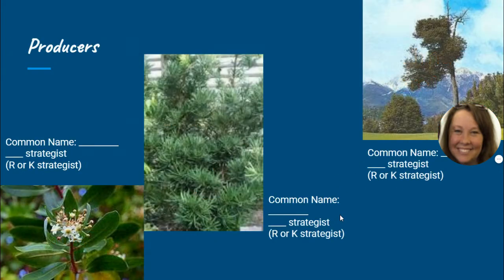So next are producers. This is part 3. So your producers might look like this. You might put your pictures of your producers. You need their common name and what strategist they are. So remember, R for rapid, K for cares, or kangaroo. You can look at your notes for strategists. I think that's on page 8.